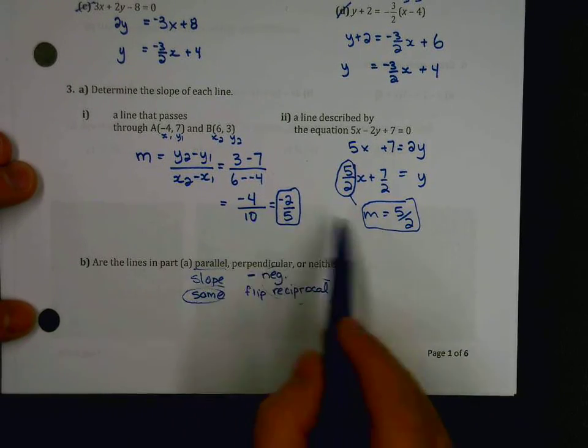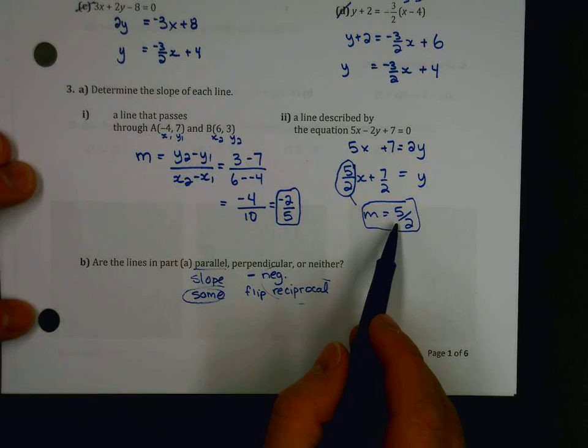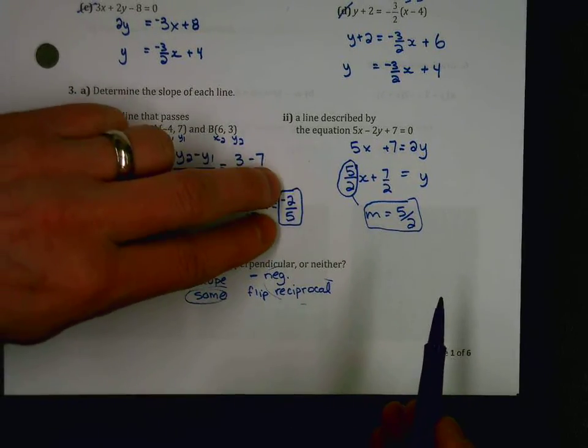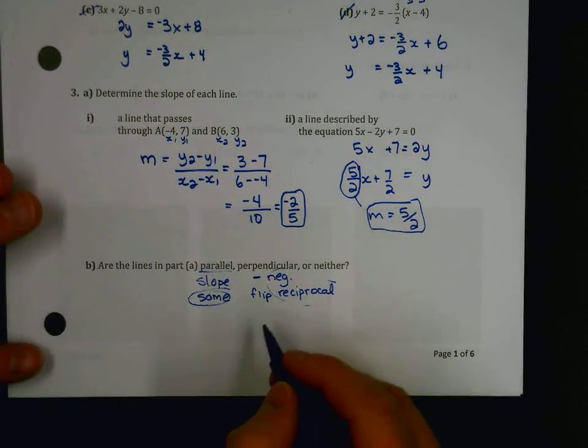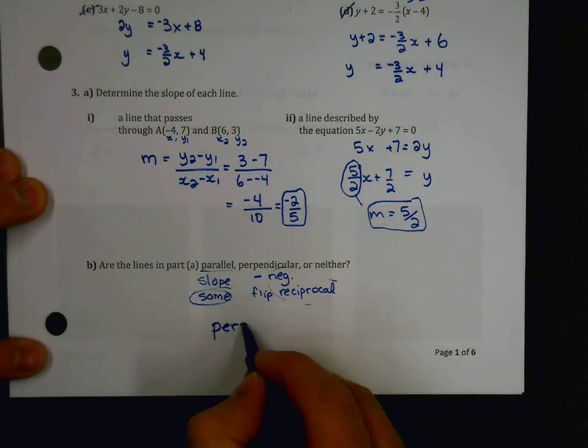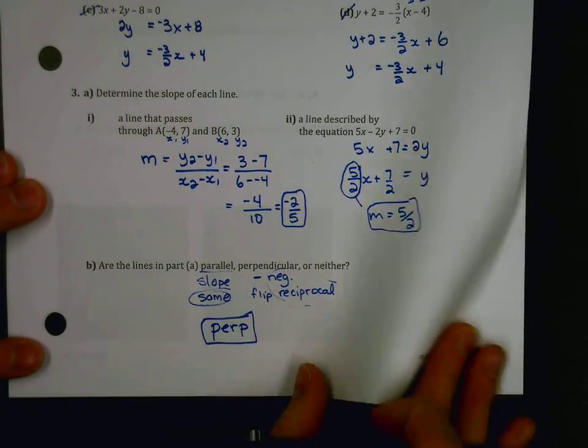So when I look at these two, did the sign change? Yes. Did it flip from a 2 over 5 to a 5 over 2? Yes. So I feel very confident that these are perpendicular because they flip and they change sign.